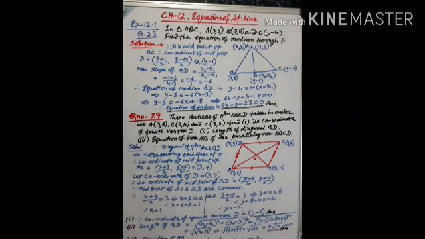Now the second part, length of BD. You have to find the length of BD. BD is the other diagonal. To find the length of a line whose end point coordinates are given, you use the formula. In the previous exercise you learned the distance formula. So the distance formula will apply here, that is square root of (x2 minus x1) whole square plus (y2 minus y1) whole square.